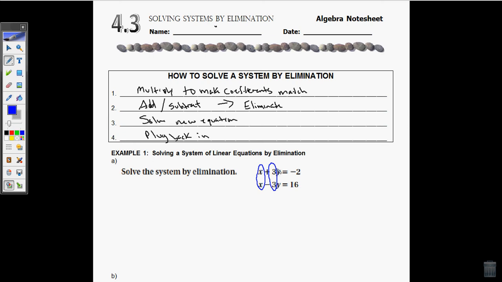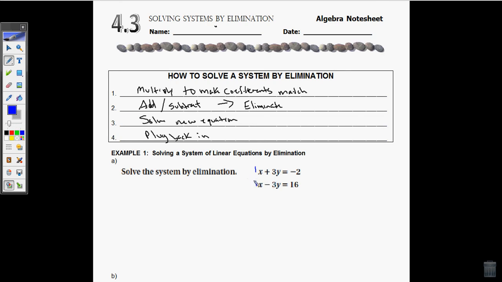They don't both have to be. I don't have to have the coefficients the same for both x and for y, but I want the x's to match up, or I want the y's to match up. They don't both have to. It just so happens in this case that the coefficient for x here is 1, the coefficient for x here is 1, so they match. The coefficient for y here is positive 3, the coefficient for y here is negative 3. They also match. So I have a choice.